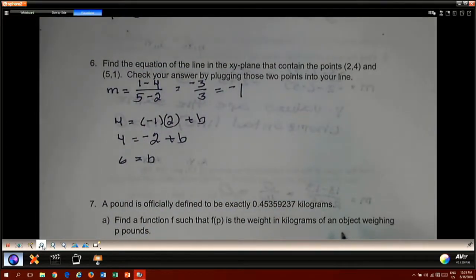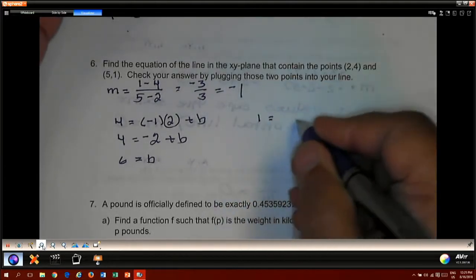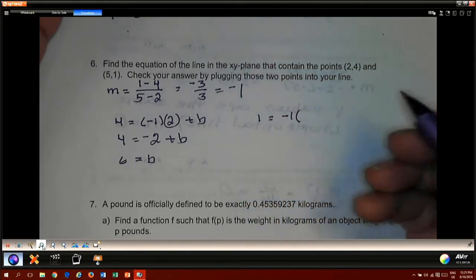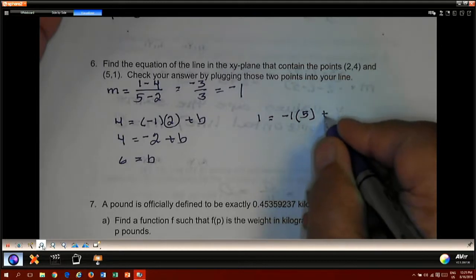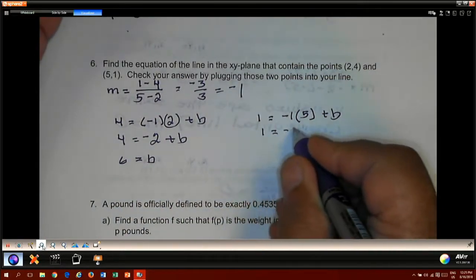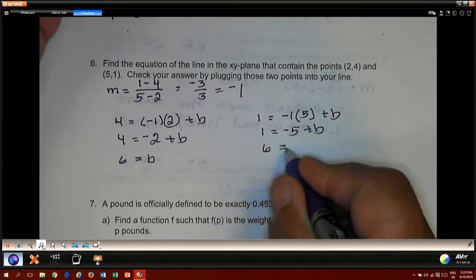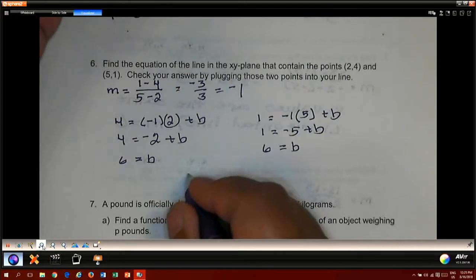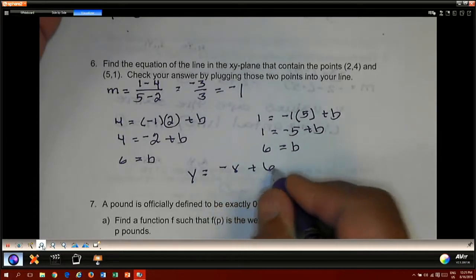And just to show that it works, I'm going to also use the other point. So 1 equals -1 times 5 plus b, using the second point. So 1 equals -5 plus b, and 6 equals b. So the equation of our line is y equals -x plus 6.